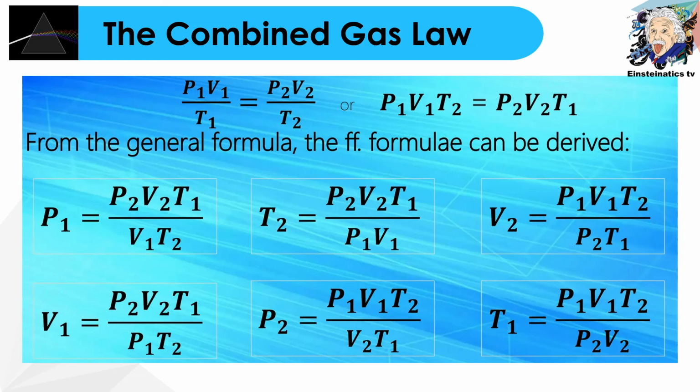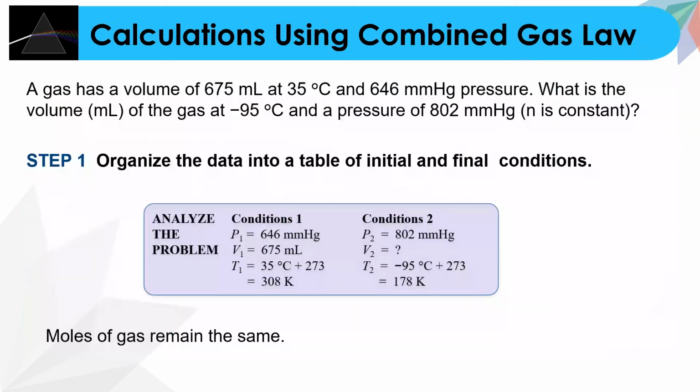Now, from the general formula, the following formulas can be derived. If P1 is what is asked, we are going to use this one. Pag V1 naman, we are going to use this formula. Pag temperature naman, we are going to use this formula. For P2, we are going to use this one. Then V2 and for T1. So take note of the following formulas kasi this would help you a lot in solving problems with regards to the combined gas law. Now let us have a sample problem.